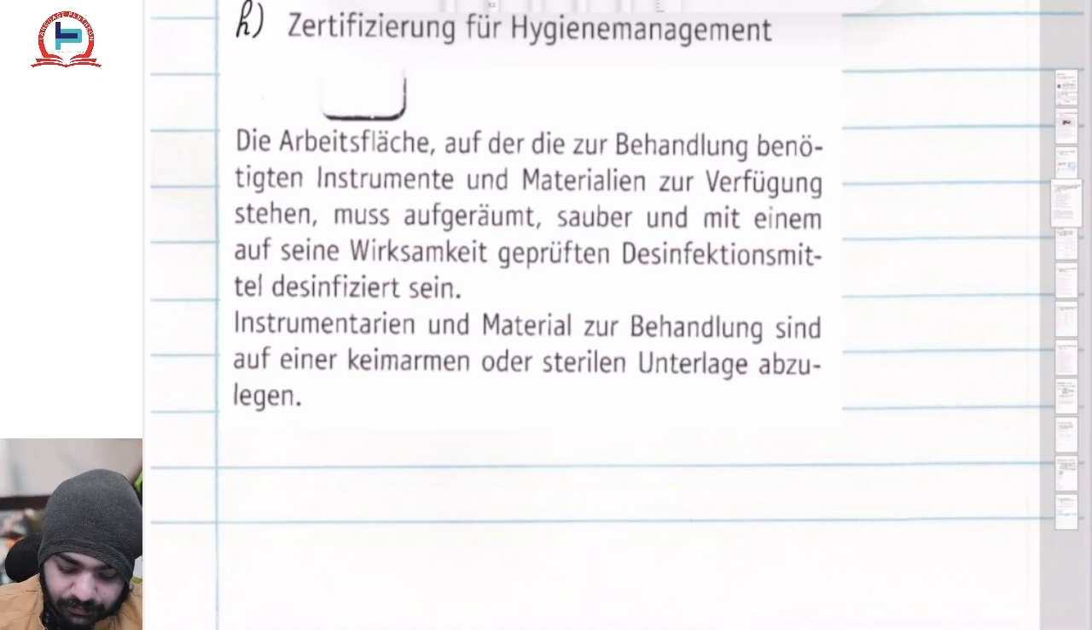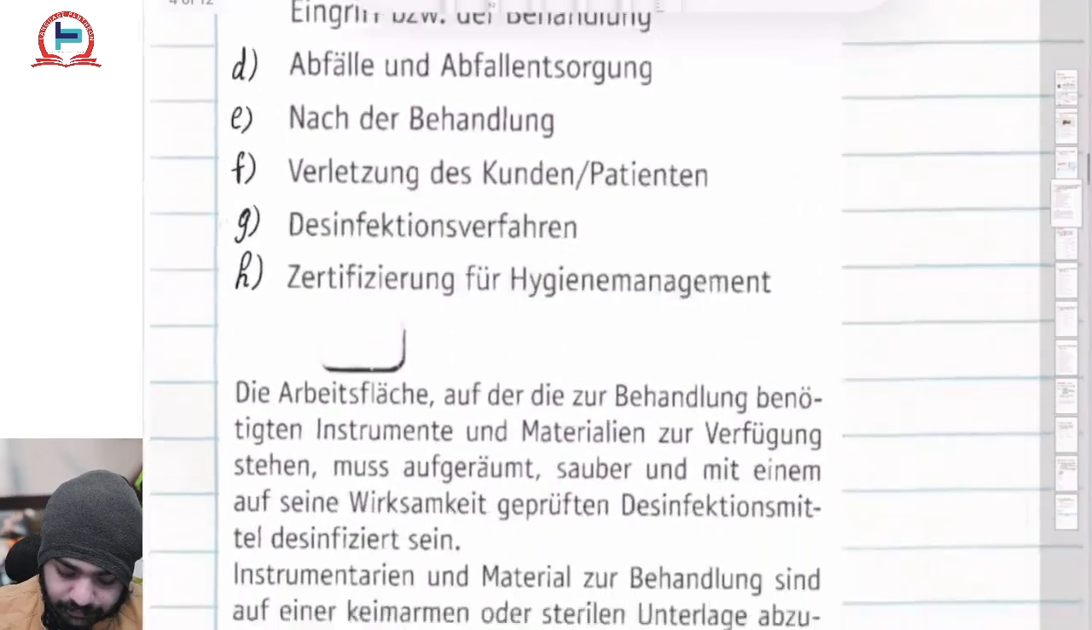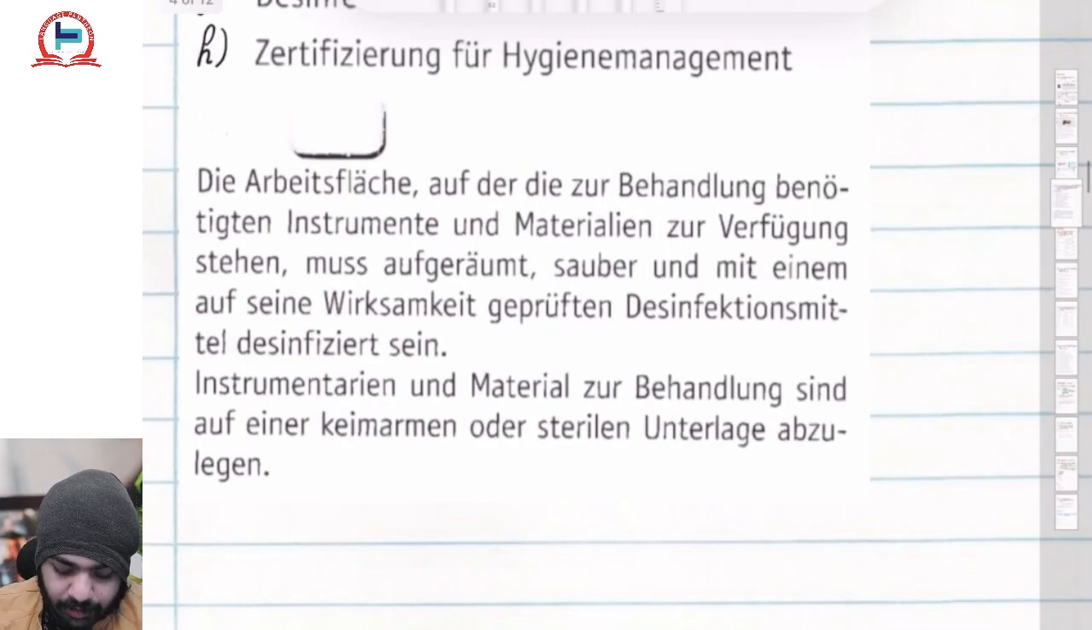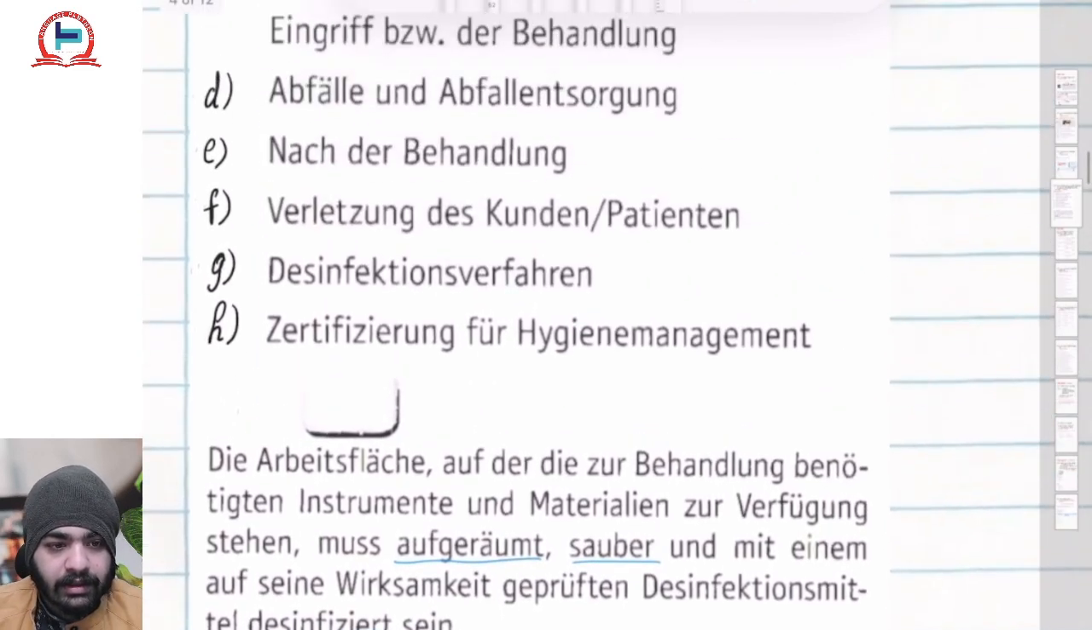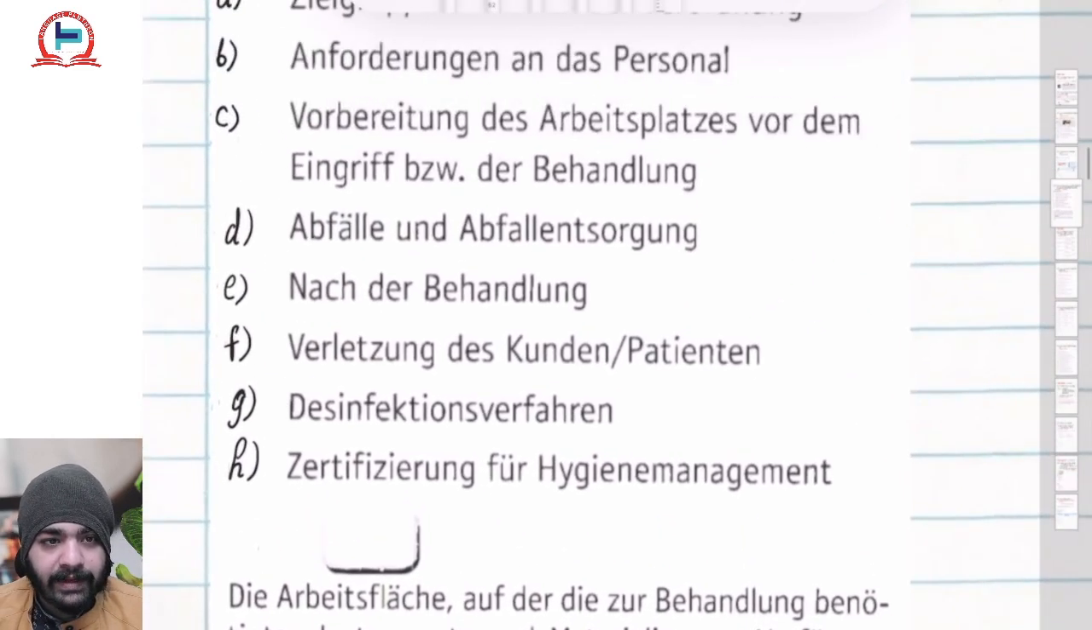So here they are talking about aufräumen, sauber machen, desinfizieren. All the procedures. So let's look at the text.